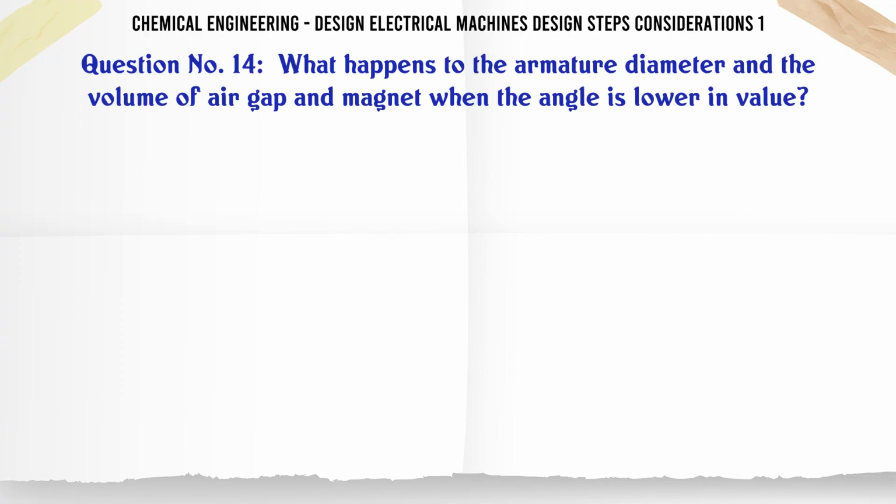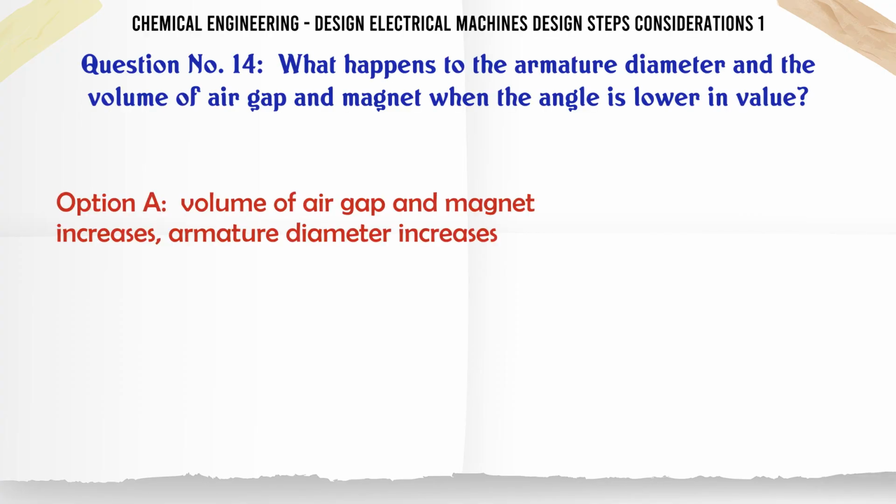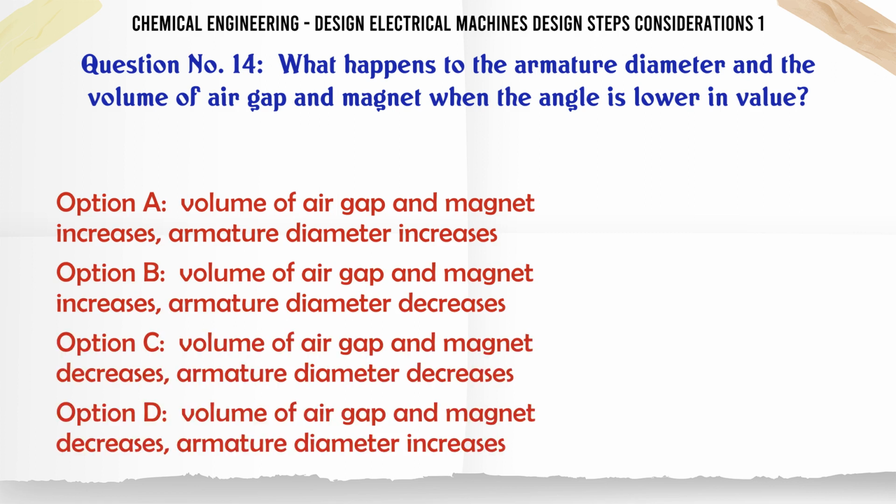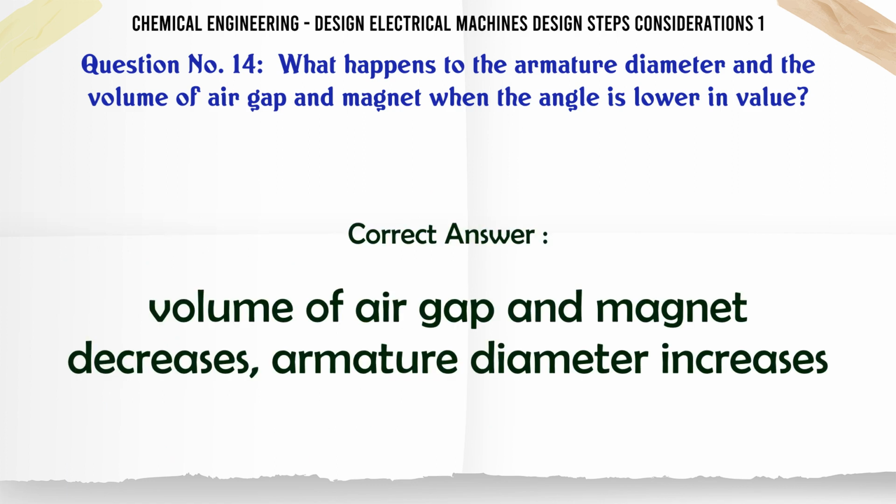What happens to the armature diameter and the volume of air gap and magnet when the angle is lower in value? A. Volume of air gap and magnet increases, armature diameter increases. B. Volume of air gap and magnet increases, armature diameter decreases. C. Volume of air gap and magnet decreases, armature diameter decreases. D. Volume of air gap and magnet decreases, armature diameter increases. The correct answer is volume of air gap and magnet decreases, armature diameter increases.